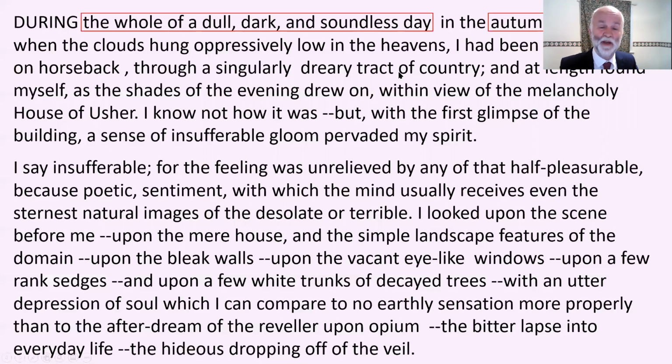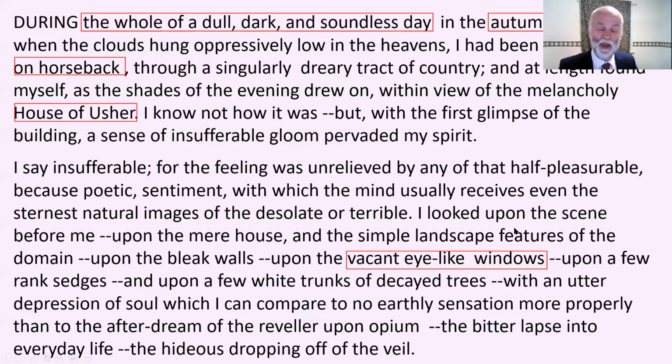The autumn is a time of dying, time of leaves falling, time of light going. He's setting up the story immediately with his description of the environment. He says he was passing alone on horseback, natural form of transport. And he says he got to the house of Usher. Already we're in a mode of depression, even though we've only just got there.